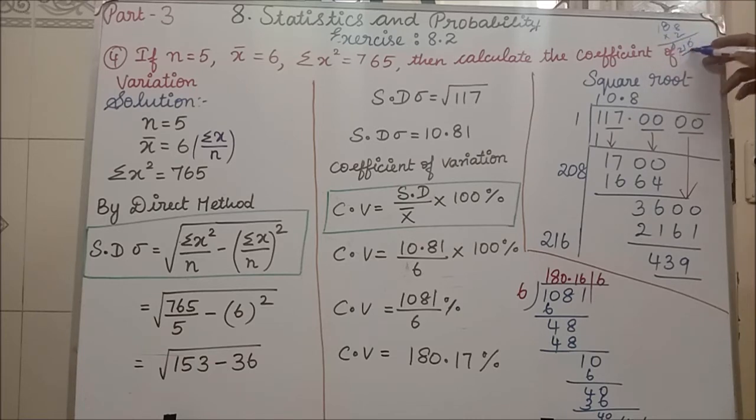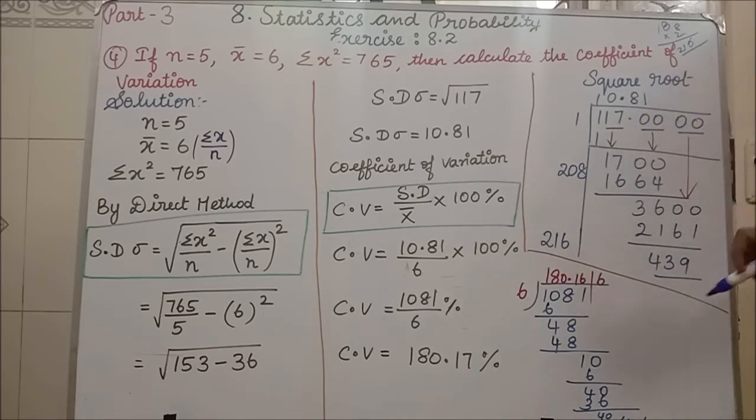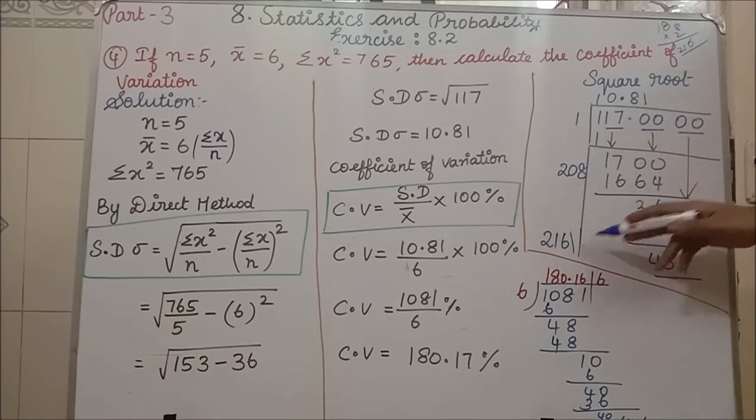I am getting 216. That number only you have to write. In each step you have to multiply with 2 and write. Here 216 I have got. Now you see what number I am writing here. The same number here also I have to write. If I write 1, then here also I have to write 1. Clear?